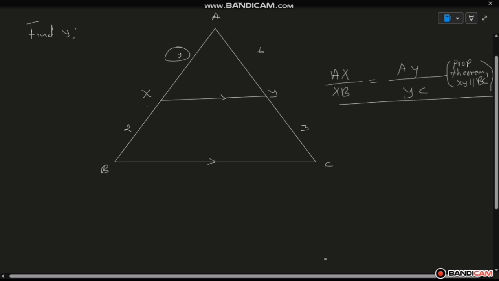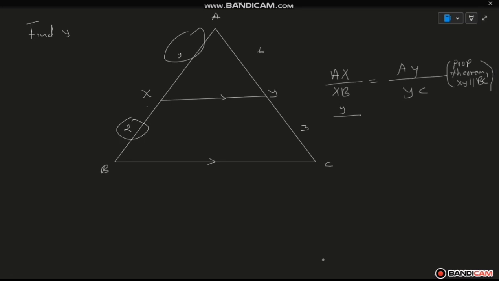Now we've written the proportionality theorem here, so there's no need for us to write it again. By knowing that, we can solve for Y, right? The value of AX is Y, and the value of BX is 2, we're going to substitute that. What is the value of AY? It's 6. Then the value of YC is 3. Therefore Y over 2 equals 6 over 3. Then you cross multiply, then you have 4 as the value of Y.